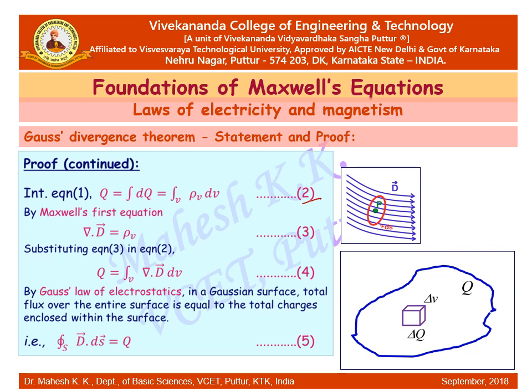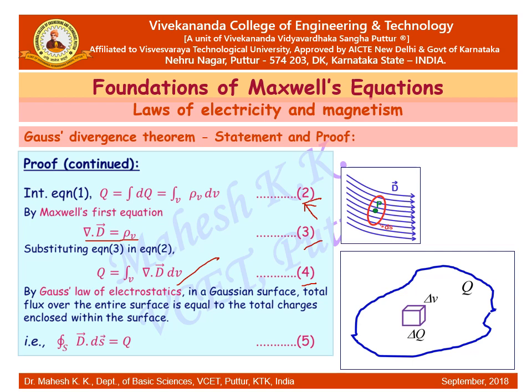Because now consider Maxwell's first equation, which is nothing but del dot D is equal to rho v. Let it be equation 3. So substitute equation 3 in equation 2. So that means Q is equal to the integration of del dot D into dV. Let it be equation 4.